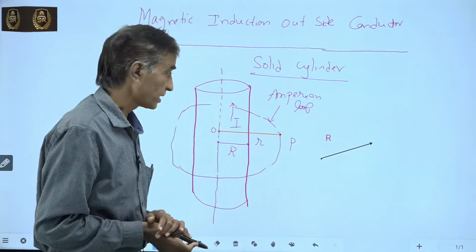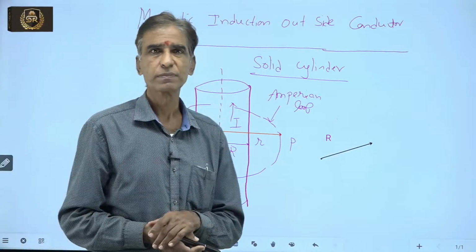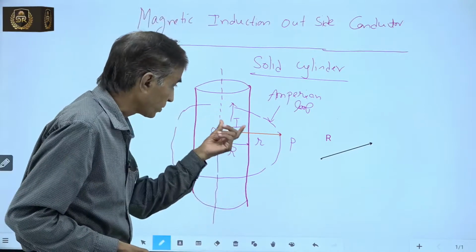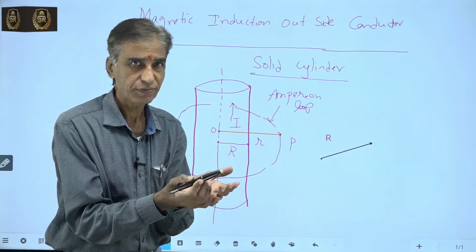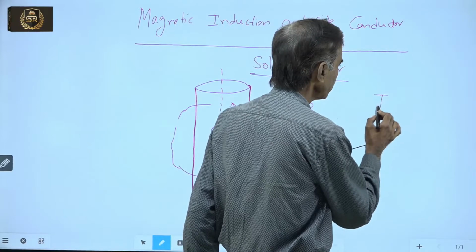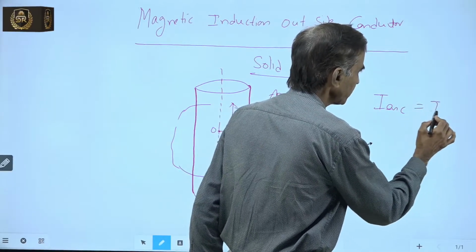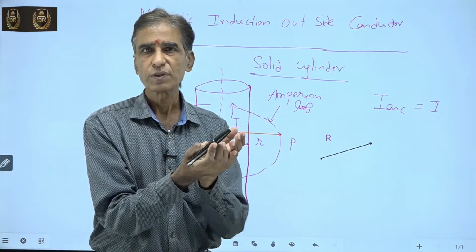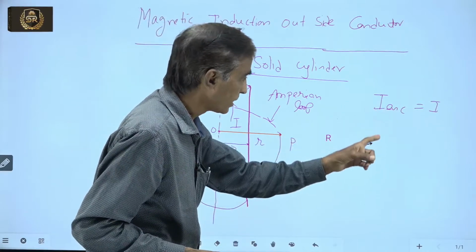Now what is the current enclosed by this Amperean loop? Is the total current enclosed or not? The total current I is enclosed by the Amperean loop. Therefore, I enclosed is equal to I, because the total current is enclosed.